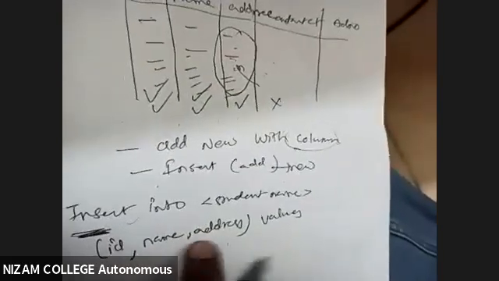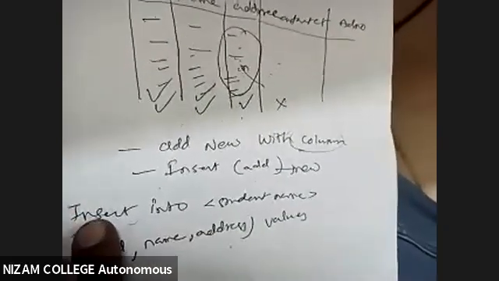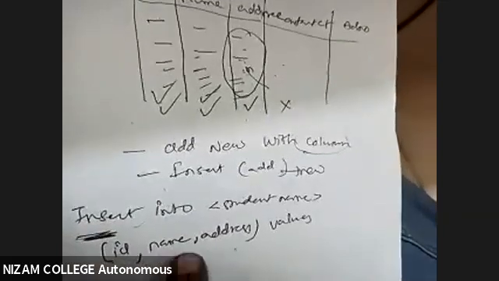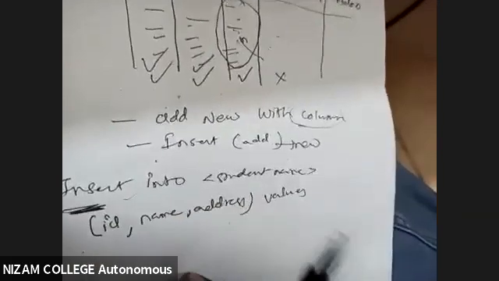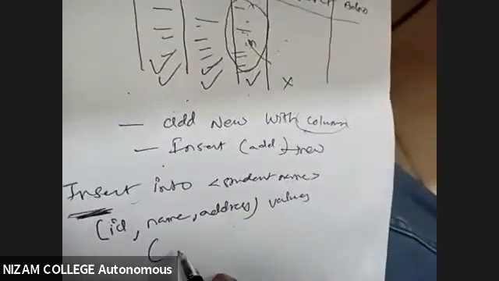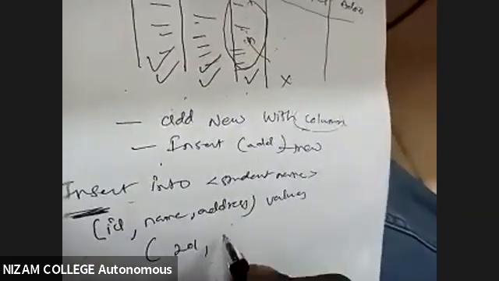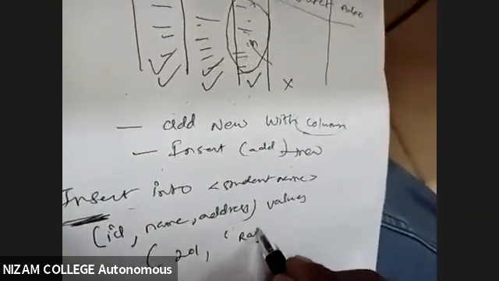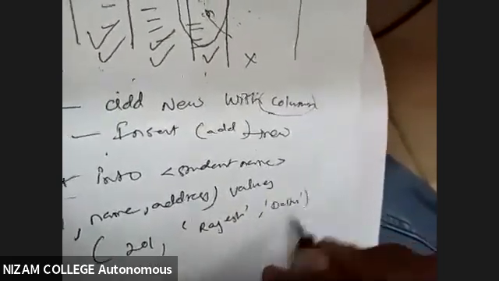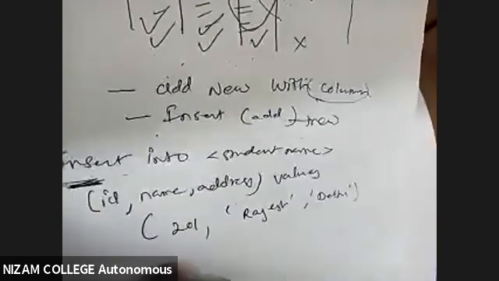For skipping the columns, I have to inform this command that I am trying to insert only a few columns. So here I'll be saying the values. Then here I'll be writing 201, Rajesh. Then his address is from Delhi. That's it. So now it will accept my 3 records.